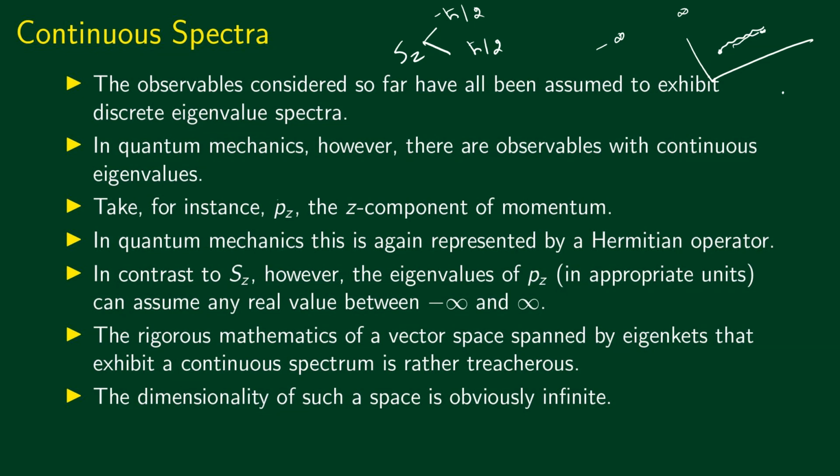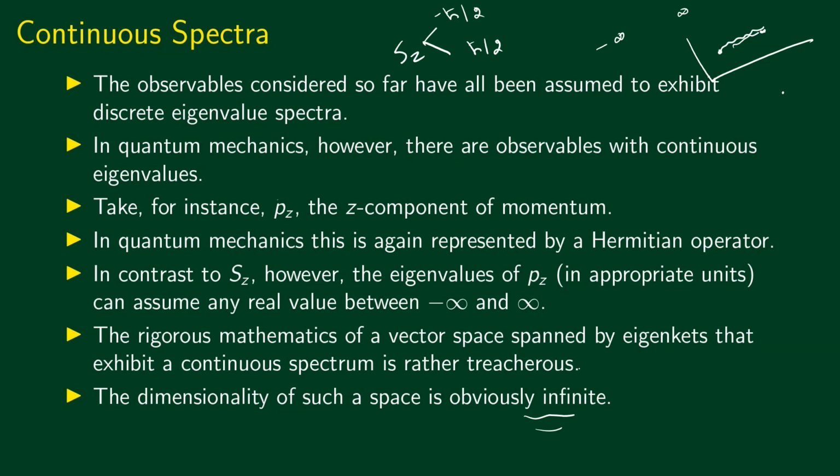The rigorous mathematics of a vector space is rather complicated. We don't go into the rigorous mathematics. But there are things that make it really complicated. For example, the dimensionality of such a space is infinite. Here we talked about a two-dimensional space, and now we are trying to talk about an infinite dimensional space. And in the eigenvalue spectrum, there are a continuous infinity of eigenvalues.